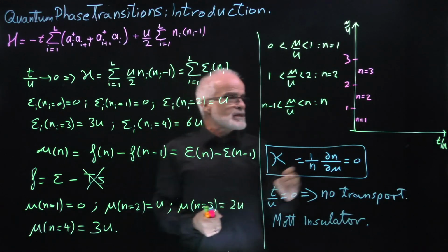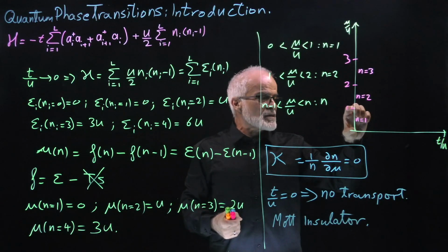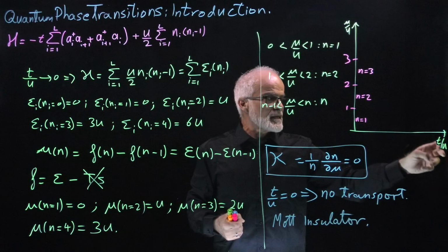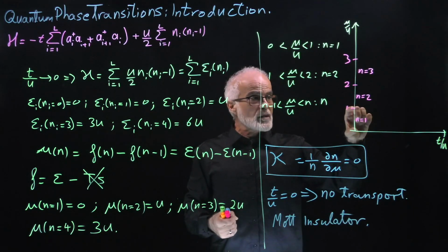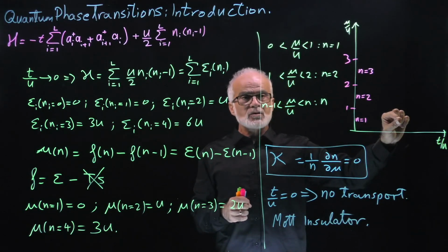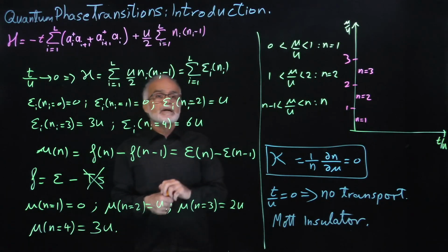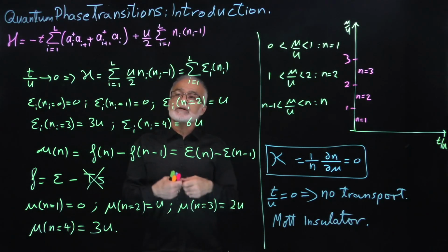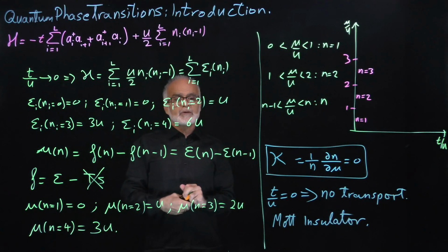Now the question is, what happens when t over U is finite? If I start here with a Mott insulator, and I start moving into finite t over U, what will happen? Will it disappear immediately? Or will it extend and protrude into this phase? That's the question which we would like to answer next. And for that, we will use perturbation calculation, and we'll only use first order perturbation, which is enough to show us what we are looking for.